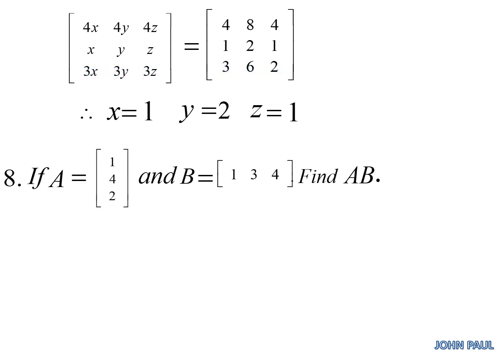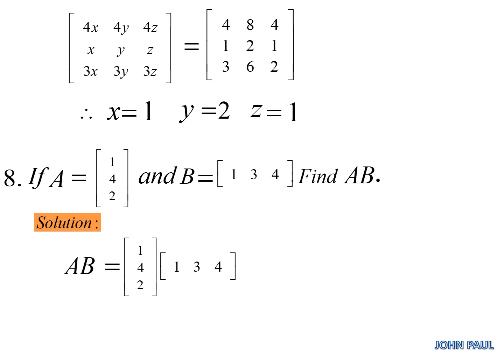Eighth problem, if matrix A and B is given, we want to find AB. This type of problem, you should consider the order first, then multiply. Matrix A is given of order 3 by 1 and matrix B is of order 1 by 3. So if you multiply this, we'll get a matrix of order 3 by 3. We'll see that solution.